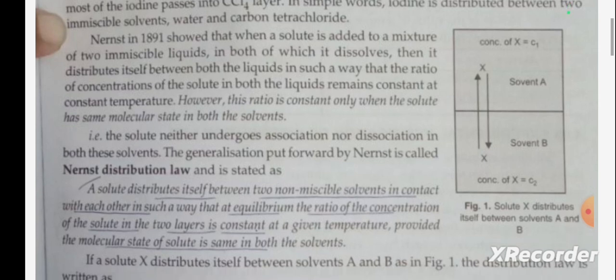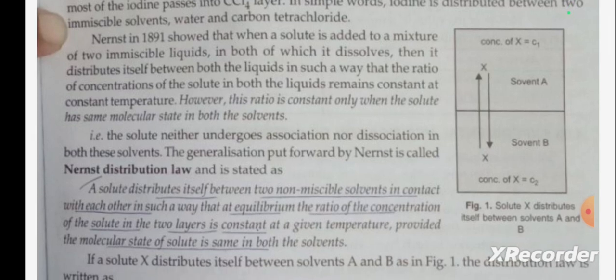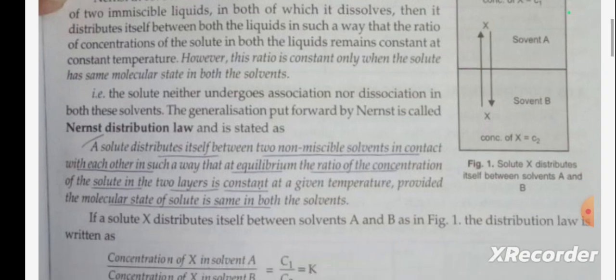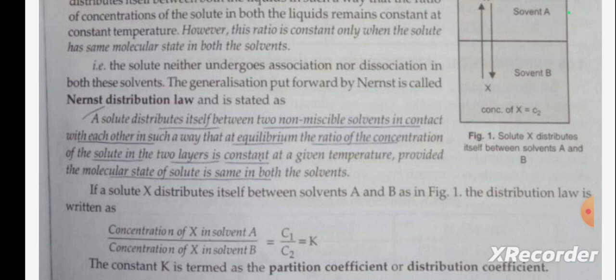Nernst in 1891 showed that when a solute is added to a mixture of two immiscible liquids, in both of which it dissolves, then it distributes itself between both the liquids in such a way that the ratio of concentration of the solute in both the liquids remains constant at constant temperature. However, this ratio is constant only when the solute has the same molecular state in both the solvents. The solute neither undergoes association nor dissociation in both the solvents. The generalization put forward by Nernst is called Nernst distribution law.